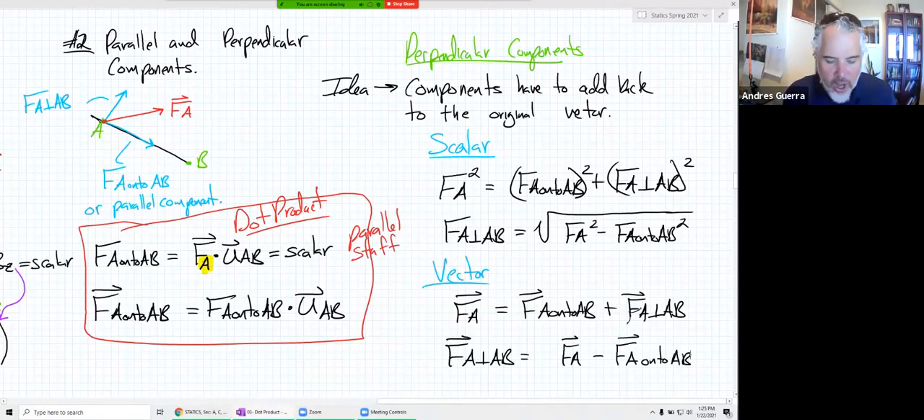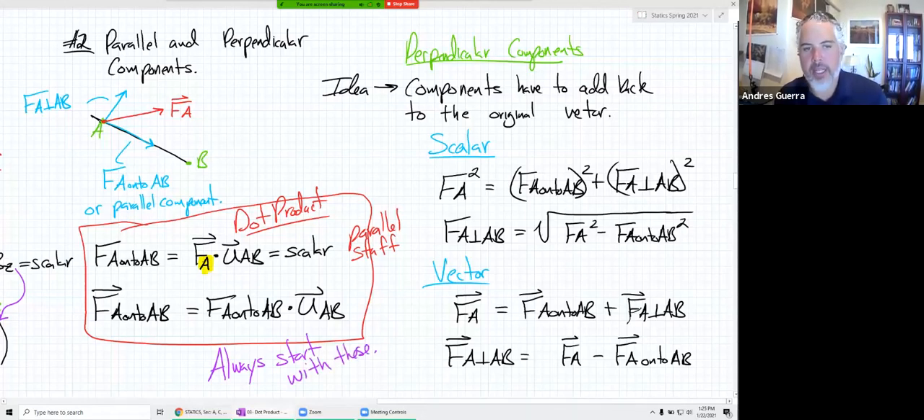And so we always have to start over here. So we always start with these, because no matter what they're asking us for, we always have to find the parallel component using the dot product. So we always start with the dot product in this case.